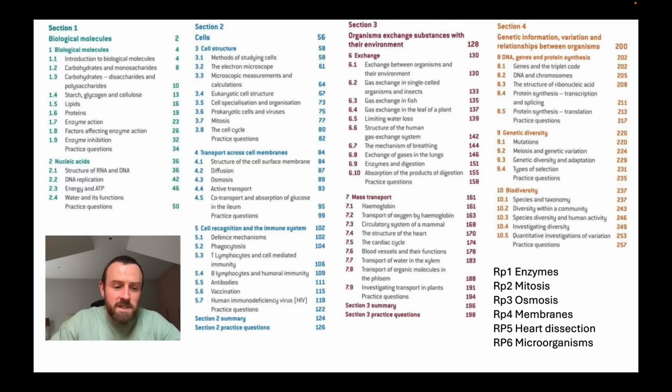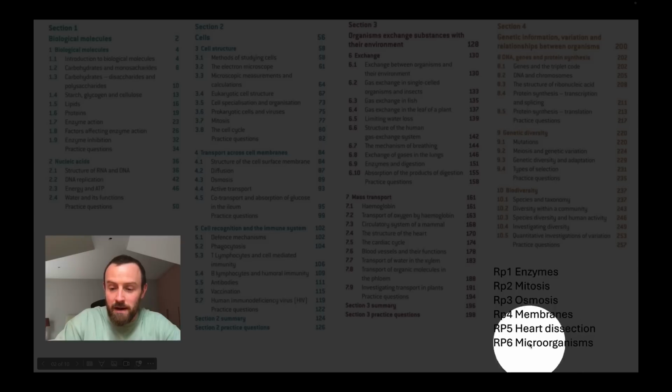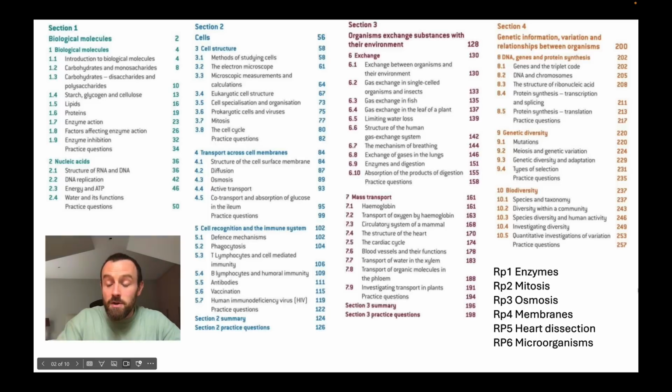So first of all, this is the year 12 content from the textbook. And this is all the year 12 content, so that's modules 1, 2, 3, 4, and also the first 6 required practicals that I put in down here. So that's enzymes, mitosis, calculating mitotic index, the osmosis practical looking at pieces of potato or plant tissue and whether it gains or loses mass. Membranes, that's the beetroot practical with betalain leaking out of the vacuole inside the beetroot cells. And then also heart dissection, RP5, and antibiotic resistance in microorganisms, that's RP6.